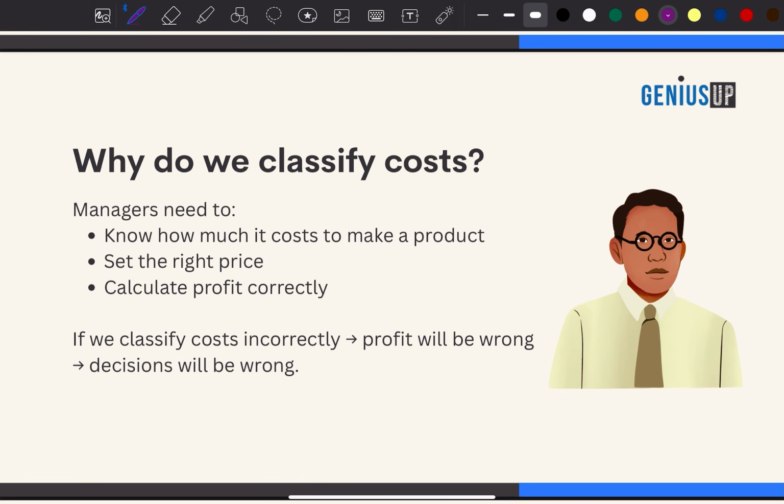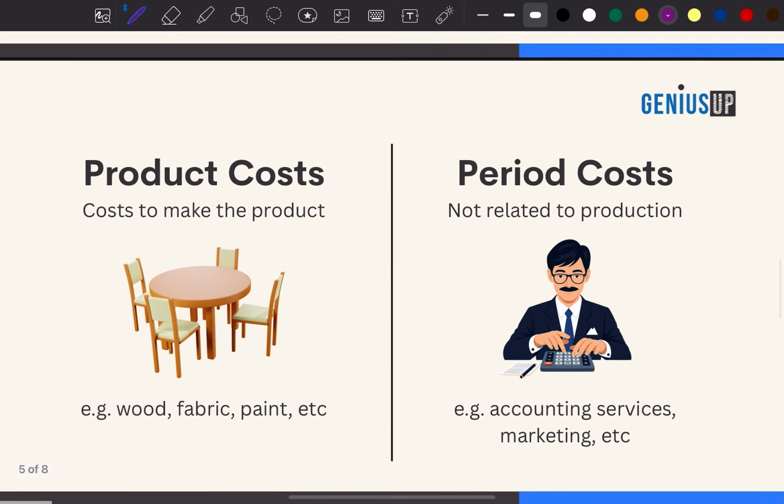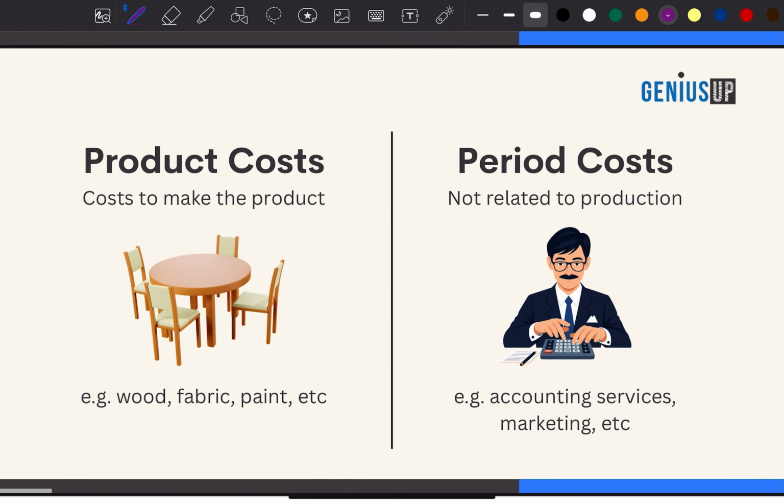So we're going to dive deep into this a little bit further. Let's speak about the difference between product cost and period cost, right? Because we have two types of cost. Product costs are basically costs to make the product, right? Let's use an example of a company that manufactures furniture. The costs that they'll incur to make the product can be things like wood, fabric, paint, and all those kinds of things. Those things are product costs because they are costs that are related to making the product. Without these costs, the product wouldn't exist.